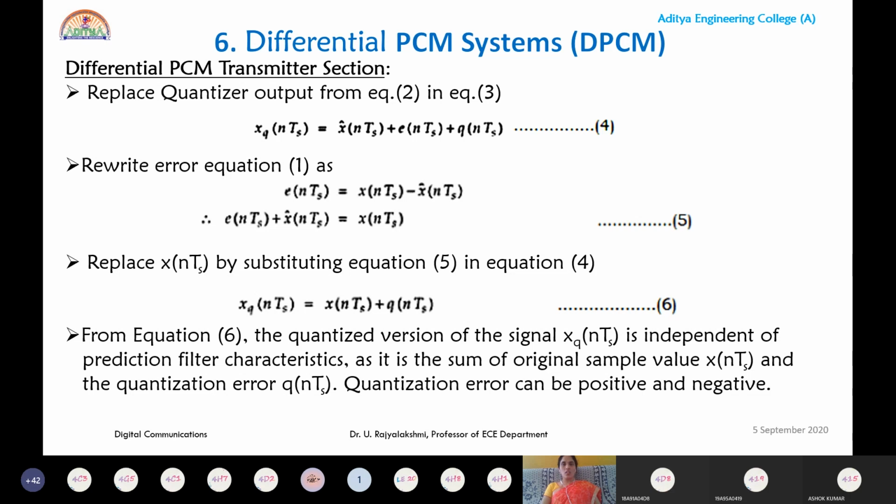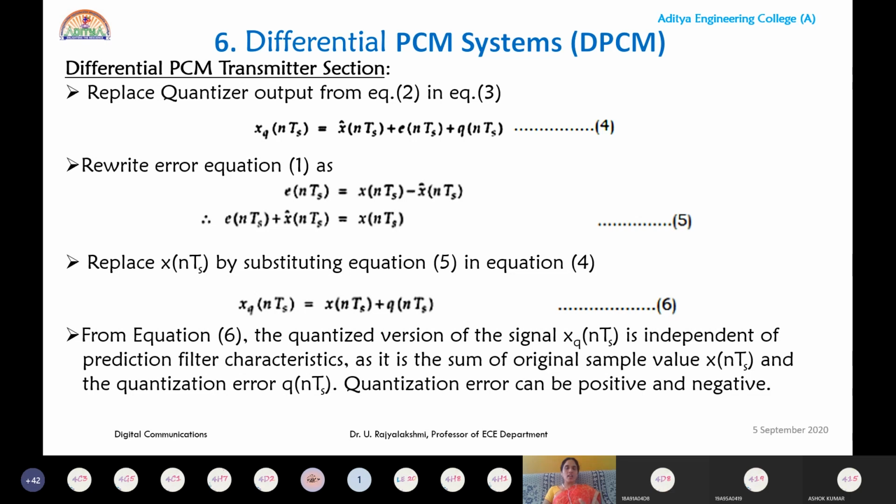Now please replace the summation E of NTS plus X cap of NTS as X of NTS, that is, please substitute equation 5 in equation 4. Once you replace the summation as X of NTS, you can get the prediction filter input XQ of NTS as X of NTS plus Q of NTS. What is the prediction filter input? XQ of NTS is equal to X of NTS plus Q of NTS, where X of NTS is the present sample value and Q is the quantization error.